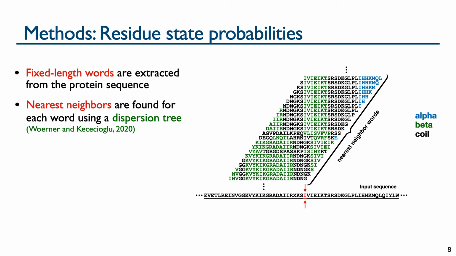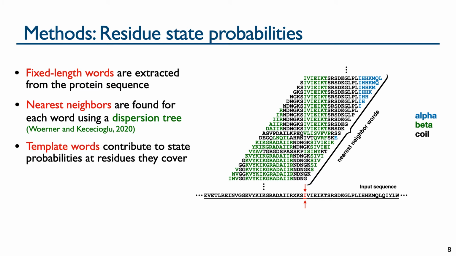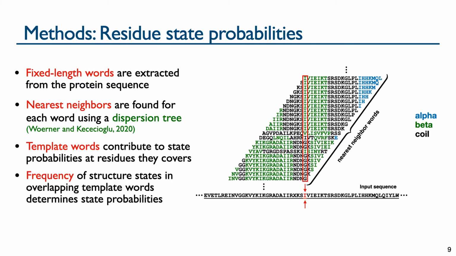These template words contribute to the state probabilities of each residue they cover, where the structure states are indicated by the colors of the letters, where here alpha helix is shown in blue, beta strand is shown in green, and coil is shown in black. So for the highlighted residue, the frequencies of structure states of the template words at the box positions determine its state probabilities. For this example, the frequencies of alpha, beta, and coil give the structure probabilities 0, 0.62, and 0.38.